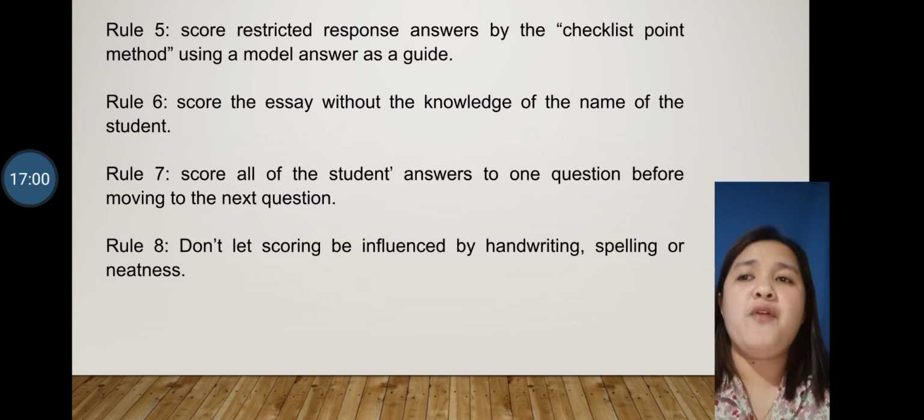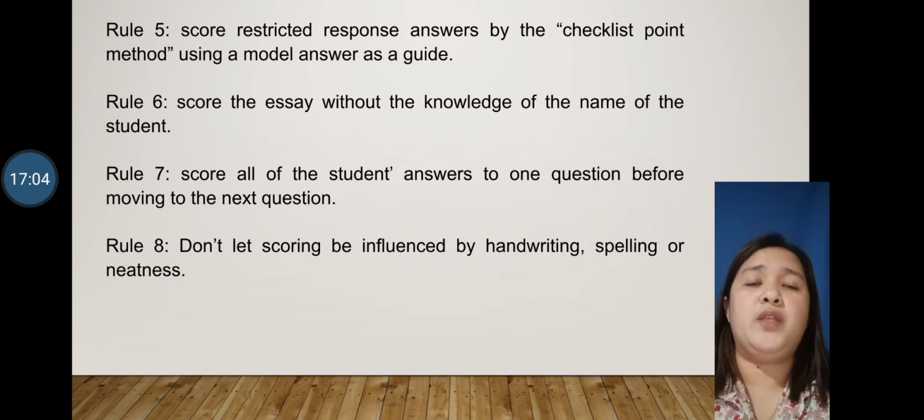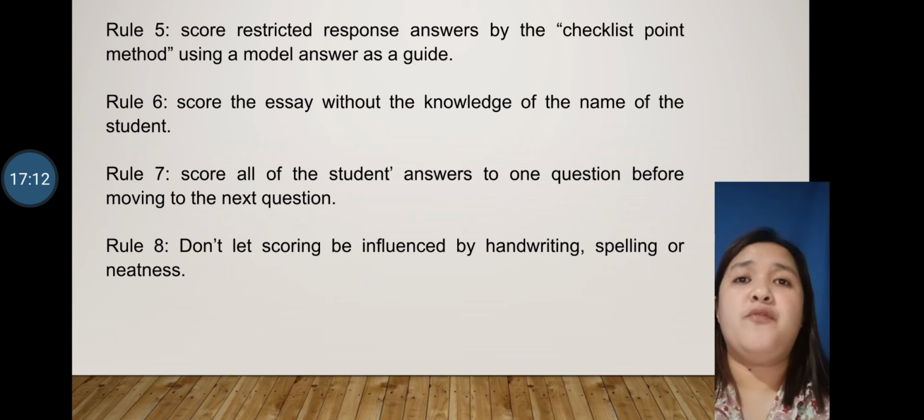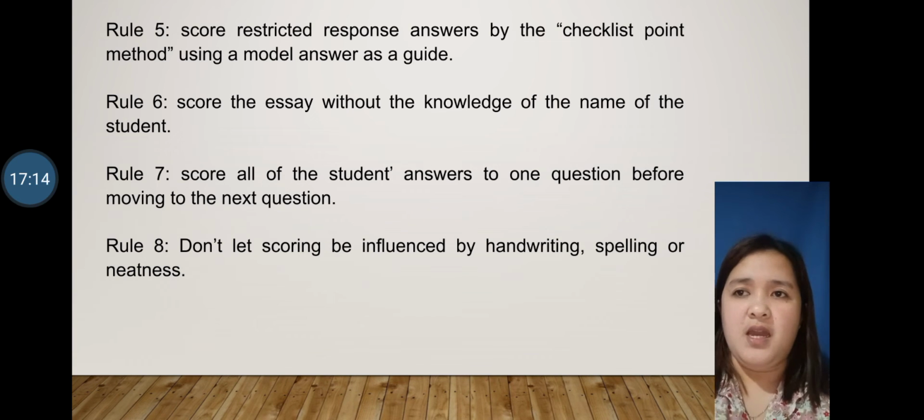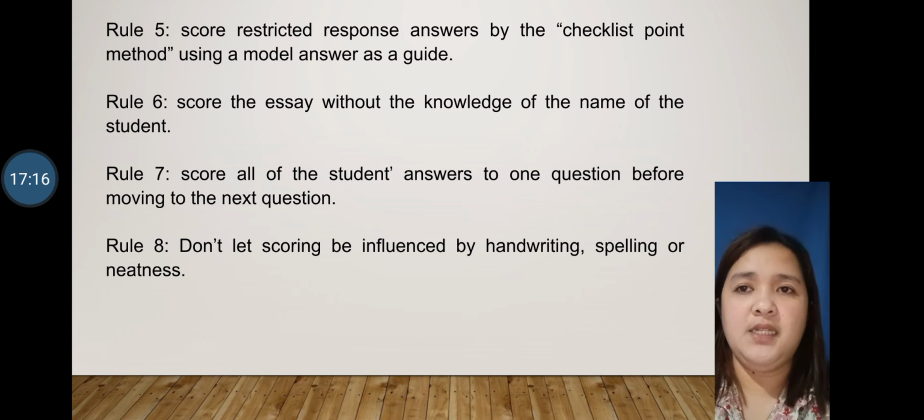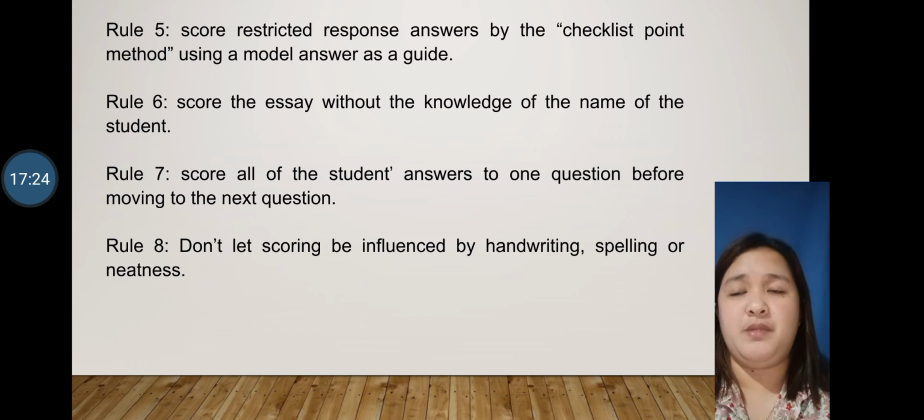Then rule number 5, score restricted response answers by the checklist point method using a model answer as a guide. Then 6, score the essay without the knowledge of the name of the student. So, kung pwede dili nimo tan-awon ang pangalan sa estudyante para dili ka mag-expect og taas nga marka.